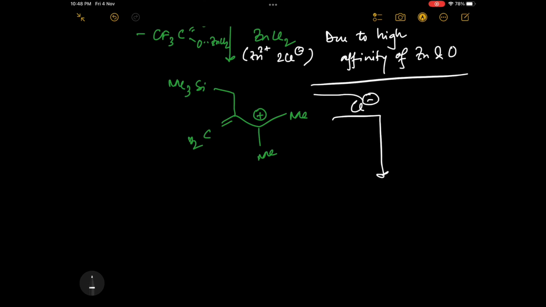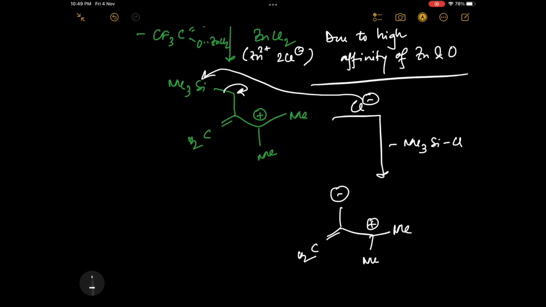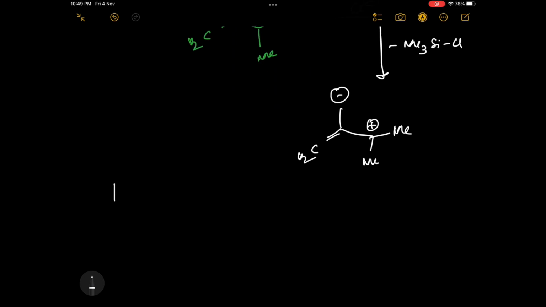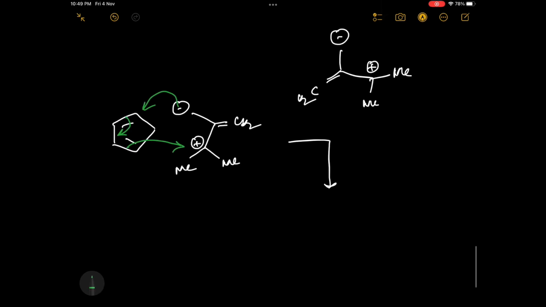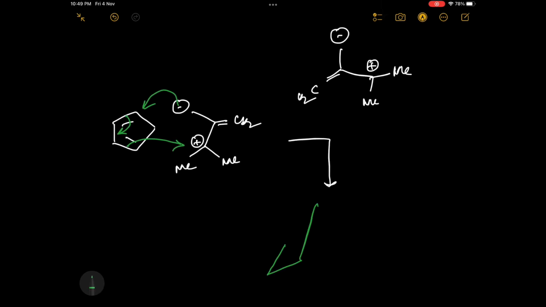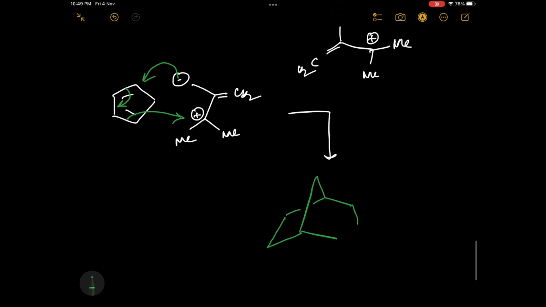Now the Cl minus that is present in the zinc chloride coordinates with the silicon, and Me3SiCl or TMSCl leaves, giving us a negative charge on the other carbon. So we have got a positive charge and a negative charge, and we also have this diene present with us. And due to the presence of this negative and positive and the diene, we can have a Diels-Alder type of addition reaction, and this type of addition reaction ultimately yields the product that we are thinking about, and ultimately we get this product as the answer to this question.